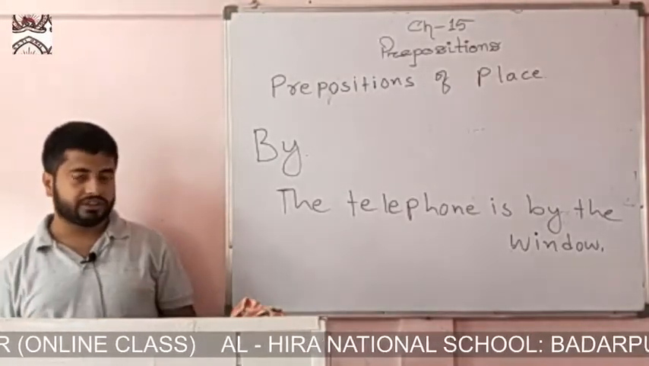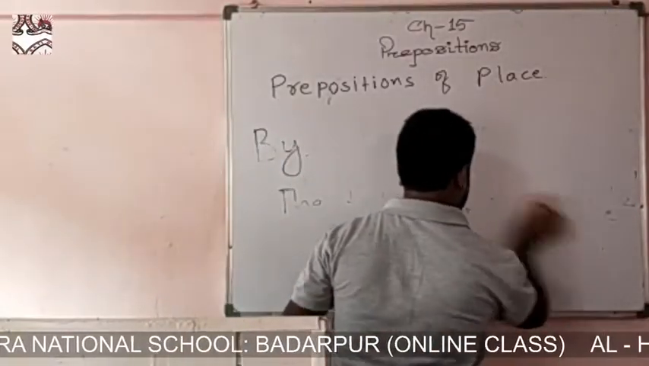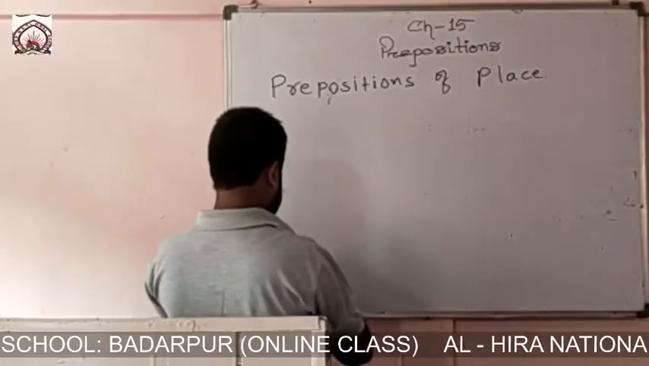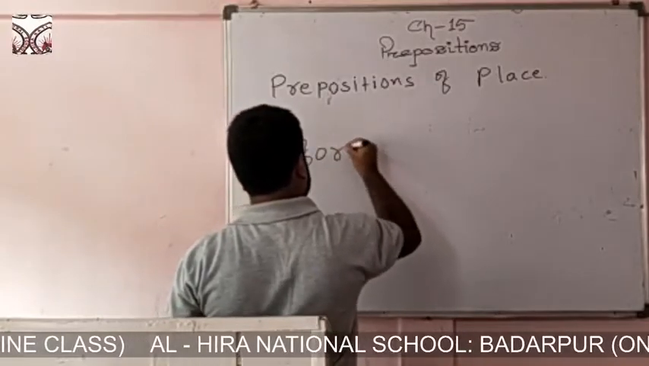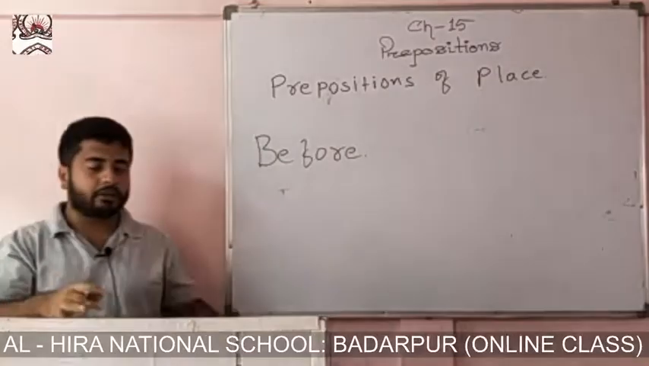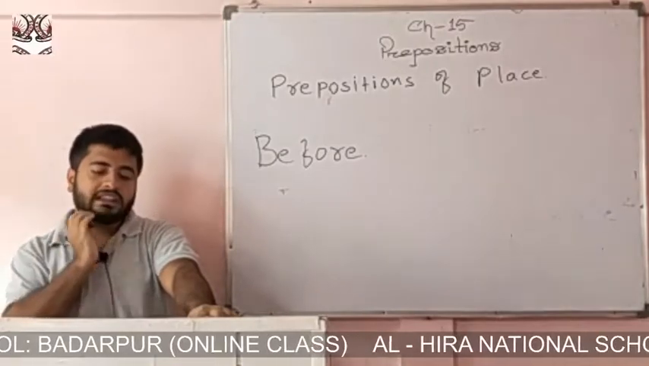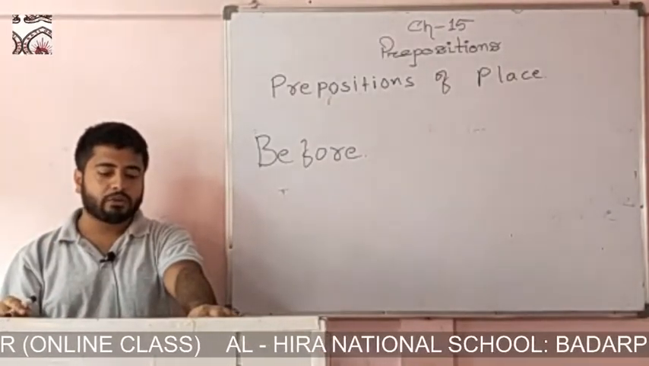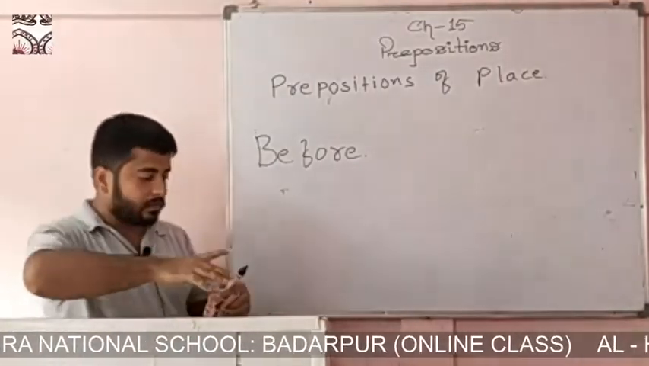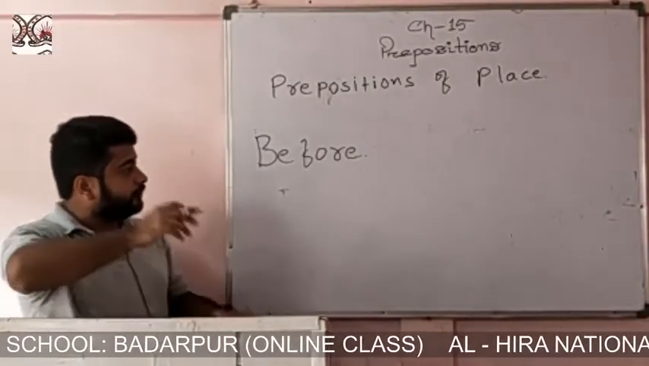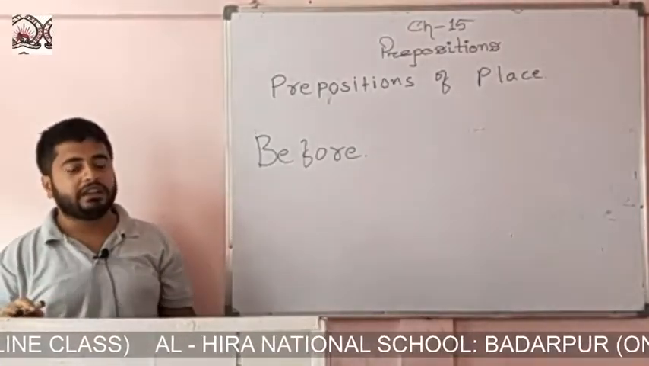So I hope you have understood this. Now next is before, B-E-F-O-R-E. So where to use the preposition before? It is used to refer to a thing which is in front of. We use the preposition before to refer to a thing which is in front of.